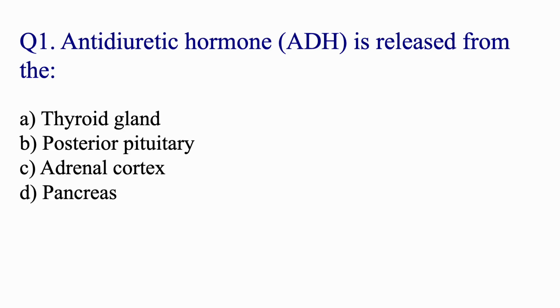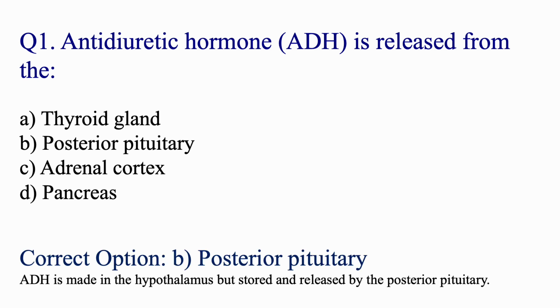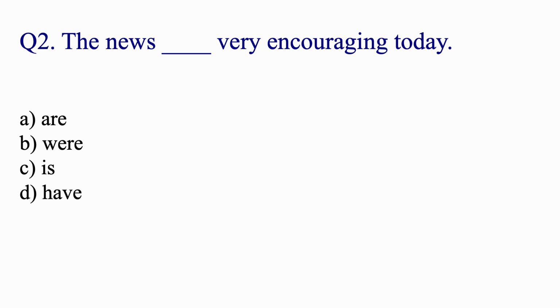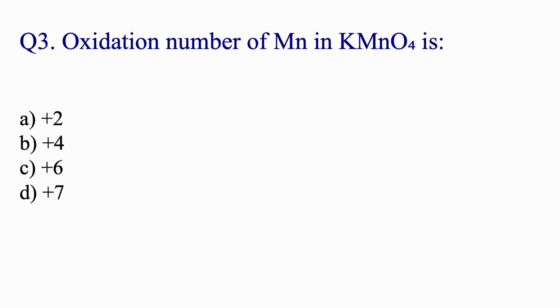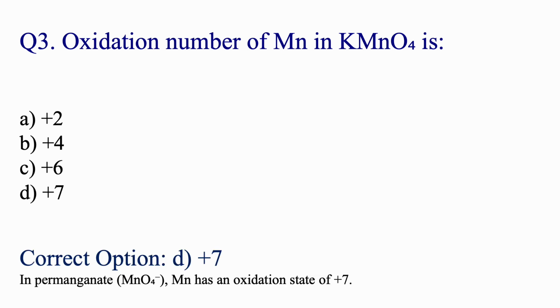Antidiuretic hormone ADH is released from the posterior pituitary. The news is very encouraging today. Oxidation number of Mn, manganese in KMnO4, potassium permanganate is +7.